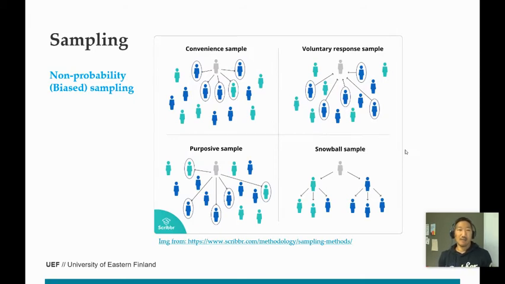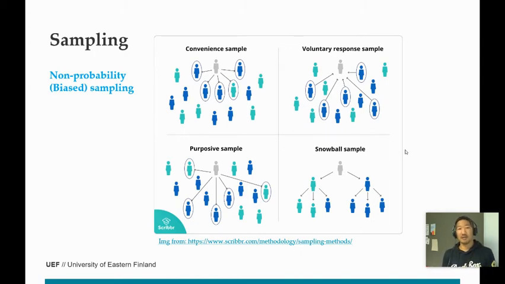The second sampling method is non-probability or biased sampling, and I will introduce 4 types of non-probability sampling method: convenience sampling, voluntary response sampling, purposive sampling, and snowball sampling. I think the name itself gives some characteristic of each method. The first one is the convenience sampling method. The researcher uses this sampling method based on convenience, like easy access.